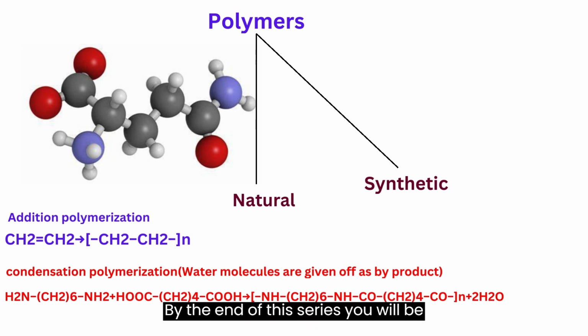By the end of this series, you'll be able to define organic compounds and organic chemistry, explain the tetravalency of carbon and its ability to form chains of compounds by the process called catenation, explain the general formula, IUPAC nomenclature, and empirical formula of organic compounds, and give examples of different classes of organic compounds and their properties and functions.